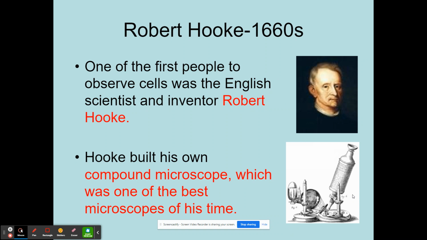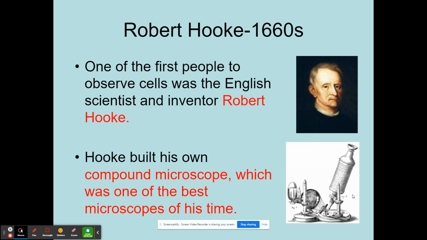Then, of course, it wasn't until the 1660s that Robert Hooke came along. He, along with the next gentleman, Anton van Leeuwenhoek, were really the cutting edge of their time, trying to discover the microscope. Hooke was one of the first people to observe cells. He was an English scientist and inventor. If you look down at the bottom right, that's kind of what his microscope looked like. It was a compound microscope, which was one of the best microscopes of his time. Compound means that they use two lenses.